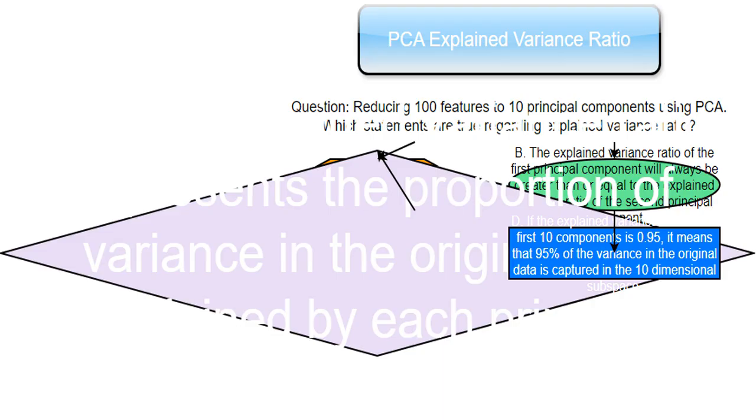This is a direct definition of what the explained variance ratio is. It's simply the fraction of the total variance in the original data explained by each principal component. It's a simple, yet powerful way to measure how well each component summarizes our data.